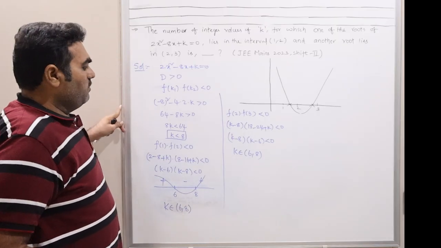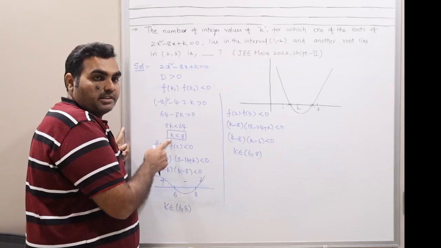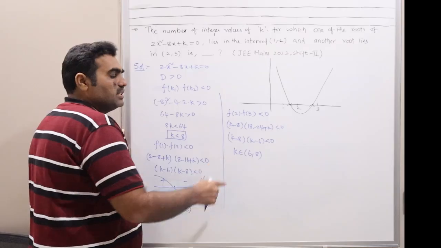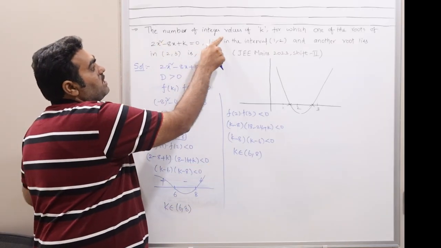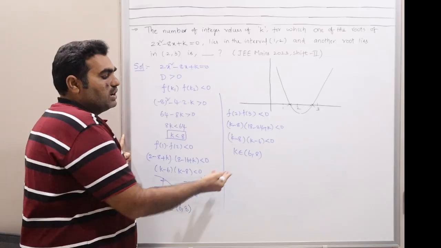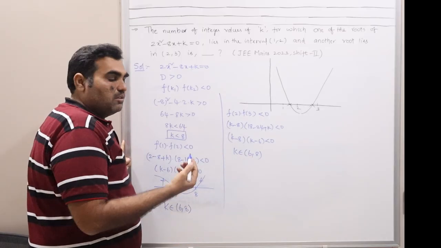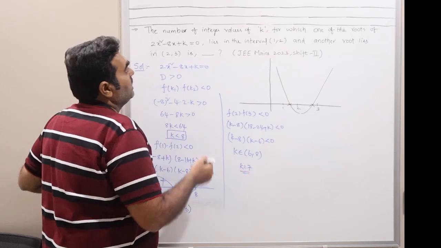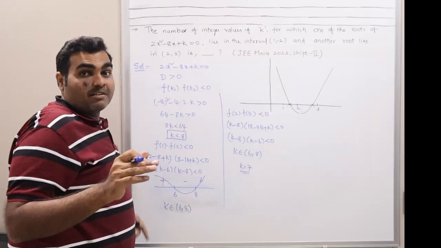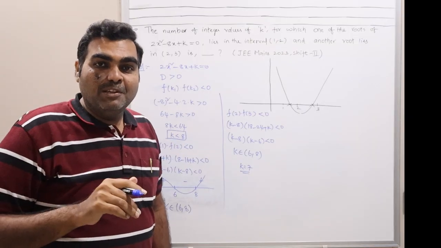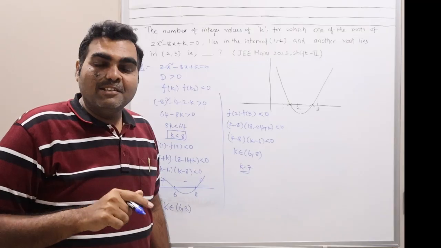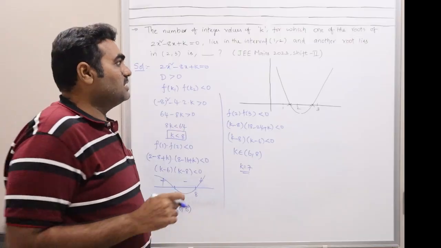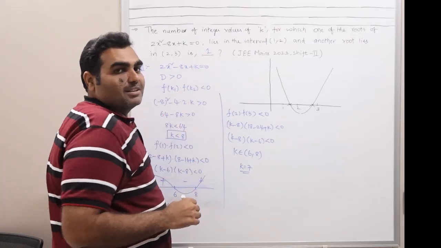Now if you compare these two, k is less than 8, so k cannot be beyond 8, and k must be between 6 and 8. He is asking for the number of integer values of k. What integer do you have between 6 and 8? Only one, 7. So k must be equal to 7. But he is asking for the number of integer values, not the exact k value. Please don't get confused. The number of integers is only 1. The answer is 1, not 7.